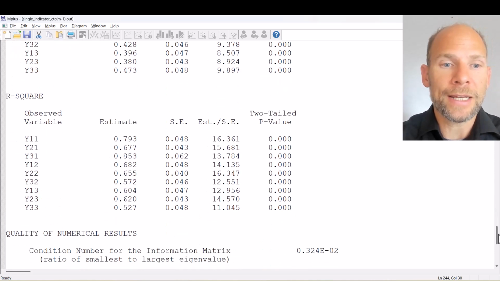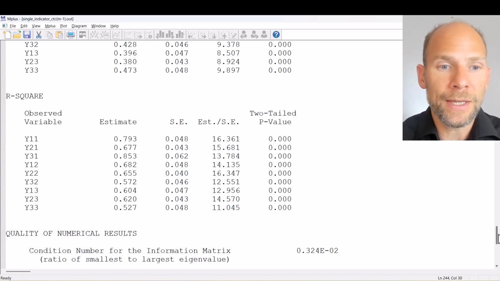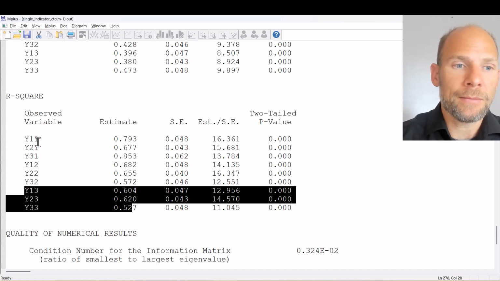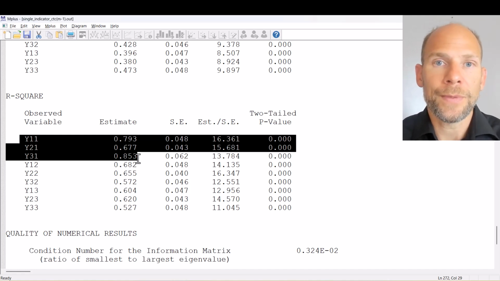At the very end, we get R squared, and so R squared gives us the reliabilities of the indicators. You can see that these vary from pretty weak to fairly good, so they're between 0.527 and 0.853, indicating modest, or well, we could say pretty weak reliability, especially for the indicators pertaining to the peer reports, and then up until pretty good reliability for the self-reports here in this example.